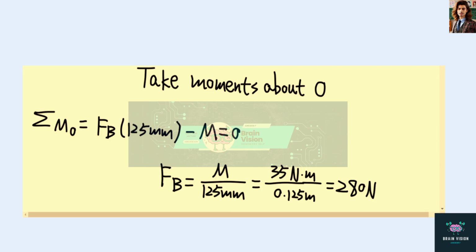So we have FB is equal to the moment over 125 millimeter, which is equal to 35 Newton meter over 0.125 meter, since 125 millimeter is equal to 0.125 meter. This gives us the friction at point B is equal to 280 Newton. Since we're trying to prevent the drum from rotating, the friction at point B is the static friction.